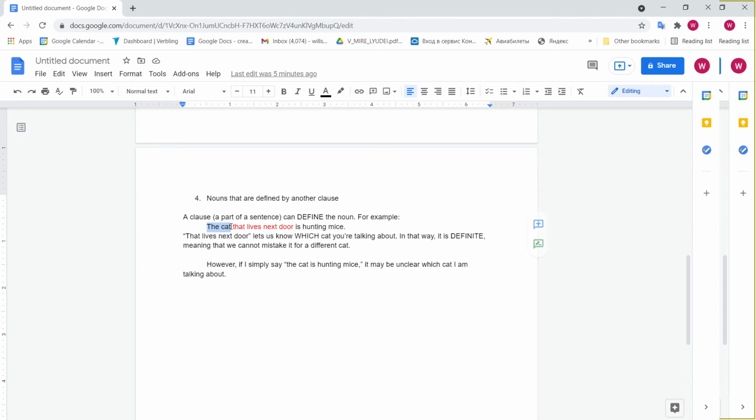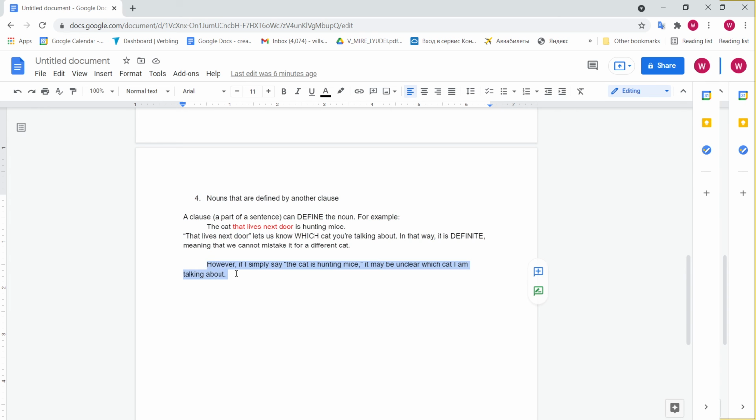And we could always say the cat is hunting mice, but it would sound a little bit strange because we don't know which cat you're talking about. It could be any cat. But once we add that lives next door, you've defined the cat. Which cat? The cat that lives next door. So that lives next door here lets us know which cat you're talking about. And that way it is definite, meaning that we cannot mistake it for a different cat.